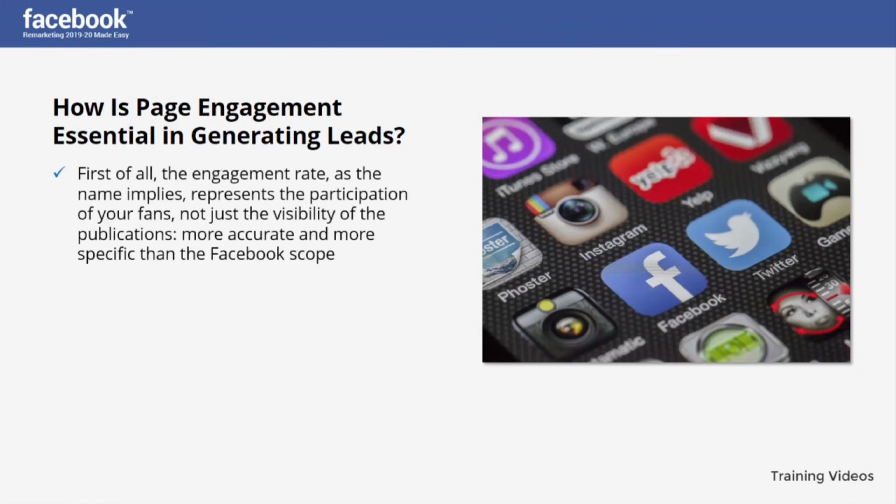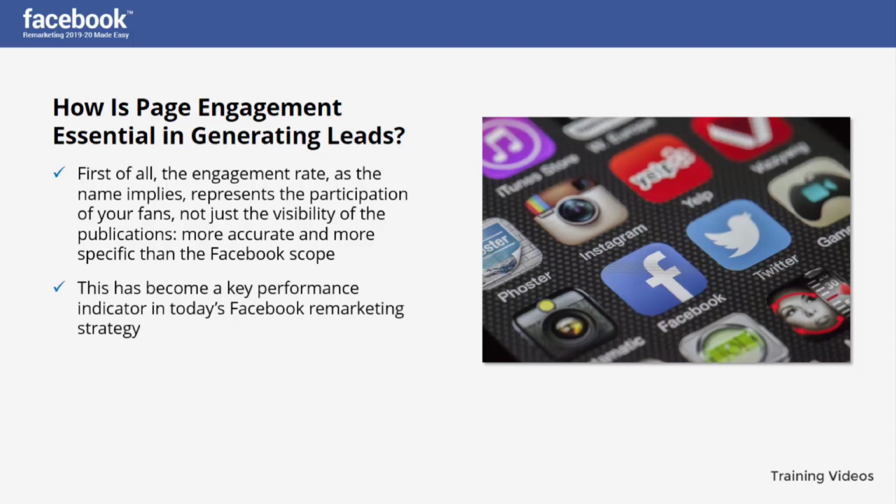First of all, the engagement rate, as the name implies, represents the participation of your fans, not just the visibility of the publications. More accurate and more specific than the Facebook scope. This has become a key performance indicator in today's Facebook remarketing strategy. Though showing your posts to 30,000 people will not bring you any value if only 6 to 10 of them interact with your content. Besides, Facebook values the engagement rate. The more your page is animated and worked, the more there will be diffusion and therefore better visibility, which will probably increase your opportunities to remarket.